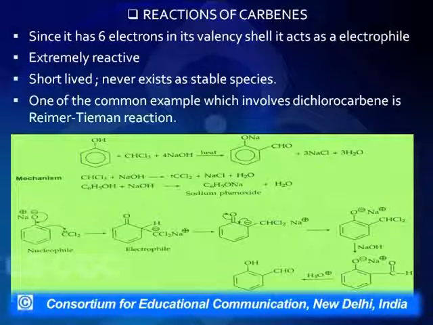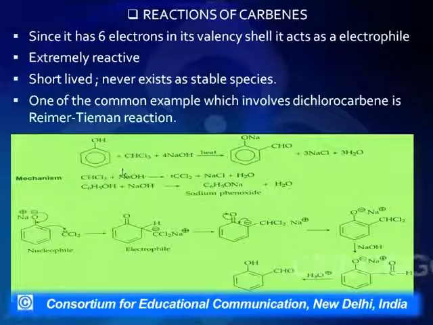A very, very important reaction of a dichlorocarbene is the reaction of phenol with chloroform in the presence of NaOH. This is the Reimer-Tiemann reaction, in which we get salicylaldehyde. I will be discussing this later today. This reaction is an example of alpha elimination, and it is also an example of a reaction in which dichlorocarbene is formed as an intermediate.